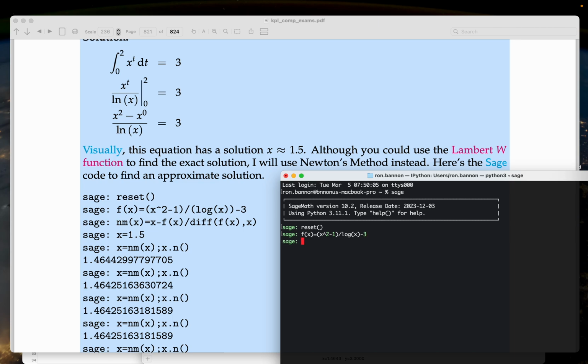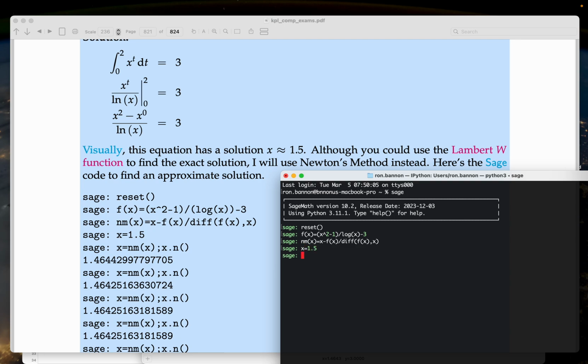All right, that's done. Now I want to write the function for Newton's method. Pretty easy to type in, by the way. The function is going to be f of x, the x, the guess, minus f of x divided by the derivative of f of x with respect to x. Notice I'm not actually getting the derivative; I'm letting a machine do it for me. The next thing I have to do is tell it a guess, and remember I said 1.5.